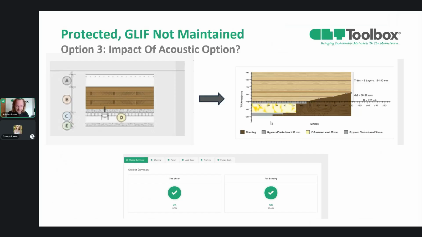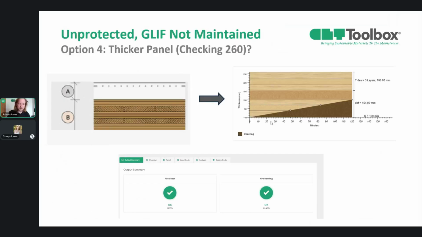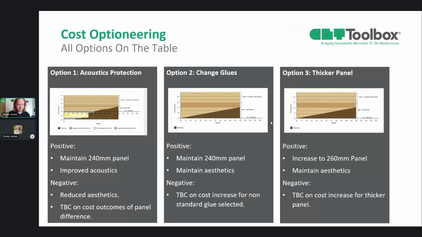Option 3, you can say, all right, if we do this acoustic option, we're going to protect our timber, it controls the fuel load, and we can get a 240 mil panel to work. Of course, you can upgrade the panel size, and a 260 mil panel worked here as well. So if you think about cost optioneering, because one of our goals is to always reduce the cost, and good design at lower cost makes the timber option more beneficial against the concrete option. So, 3 options. 1 is acoustic protection. Number 2 is we can change our glues. Number 3 is we can do a thicker panel, all to achieve the 1 FRL that we're going for.